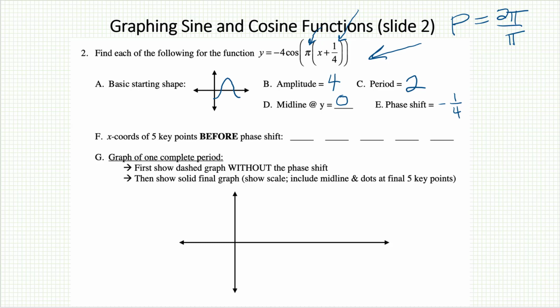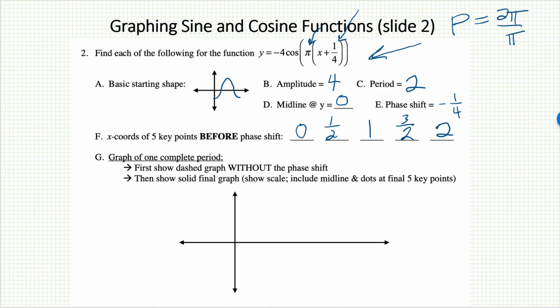Not with the phase shift. I'm going to write down what they would have been without the phase shift. In other words, I'm doing the same thing I always do. I'm starting at 0, I'm ending at the period. Obviously, if the period is 2, this would be 1. Half of that would be 1/2. I'm counting by halves. So 0, 1/2, 1, 1 1/2, which would be 3 halves, and then 2.